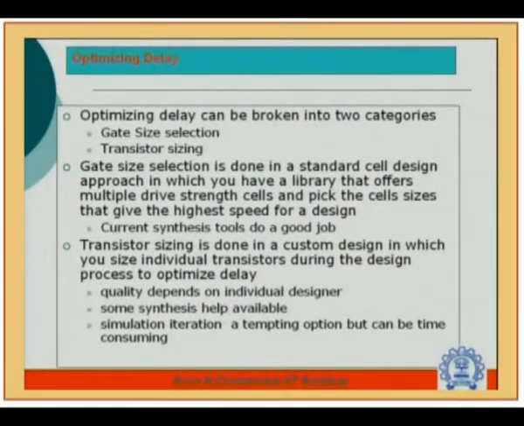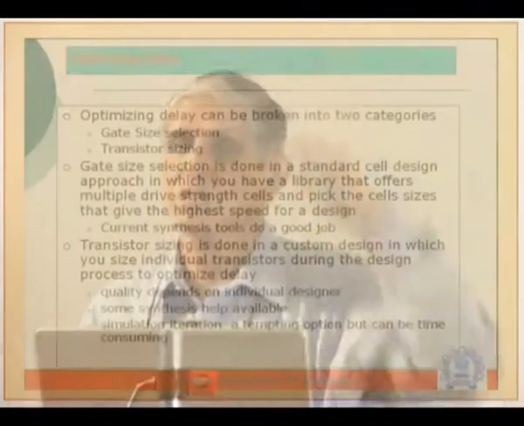We can see that different driving strength IP cells are available for almost all blocks. The current synthesizing tools do a good job on this part of it. Actually, gate size selection is very simple, and you can always pick up the cell which you want. But if you are doing a custom design, then this is not known. So actually, you are designing from transistors. And if you are designing from transistors, the size of the transistor depends on the process. You are working on 90 nanometer, we are working on 65 nanometers. Values are different for different cases. So you need to optimize delays.